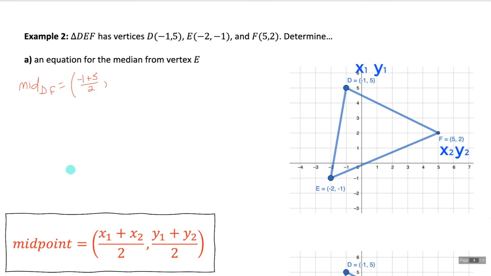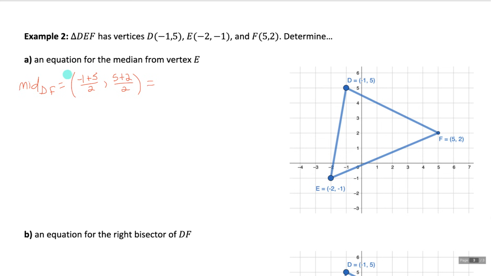And I'll also find the average of the y coordinates of the endpoints. So I'll find the average of 5 and 2 by adding them and dividing by 2. The x coordinate of the midpoint, negative 1 plus 5 is 4, divided by 2 is 2. And the y coordinate, 5 plus 2 is 7 over 2. So 7 over 2. If you wanted to write that as a decimal, it would be 2, 3.5. So that would be this point right here. That's the midpoint of DF.